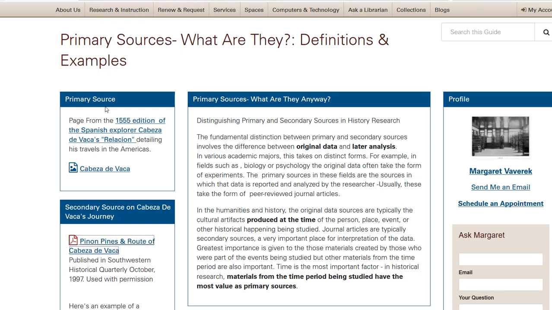Primary sources can provide vital information which enriches our understanding of the past and informs our perception of the future.